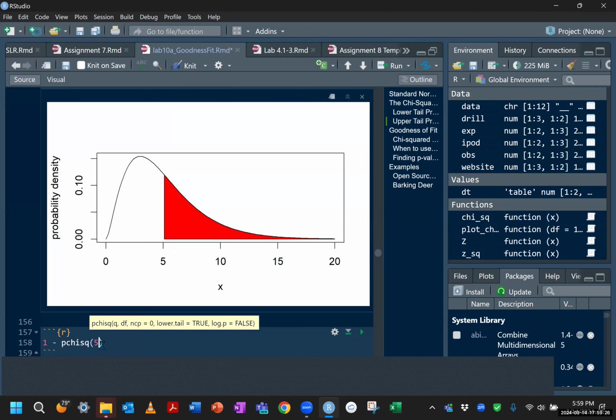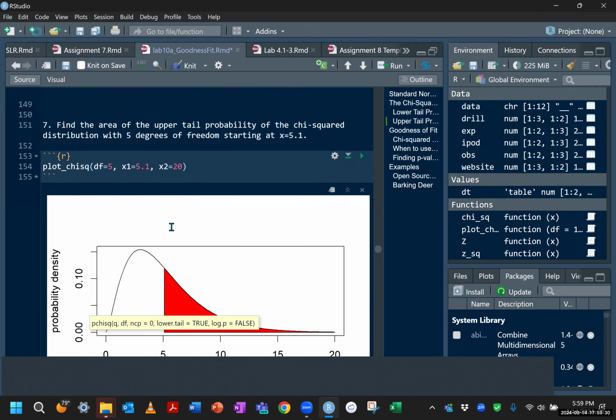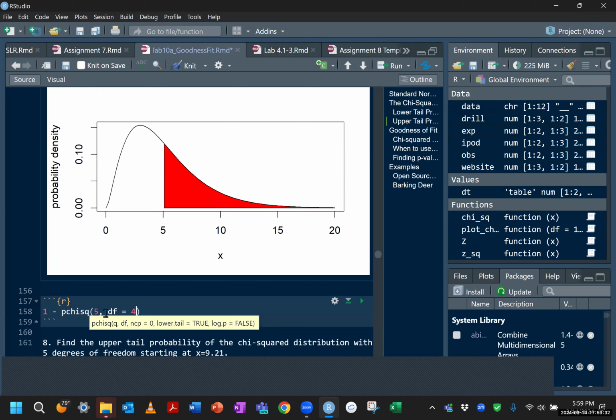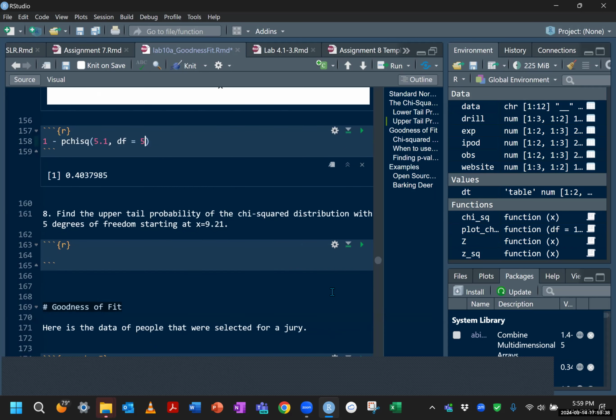5 is my cutoff. Freedom was, no, actually looking at 5.1 here. That's my cutoff and 5. Let you check your work there, and you do the next one on your own. And then when you're ready, let's do some goodness of fit testing.